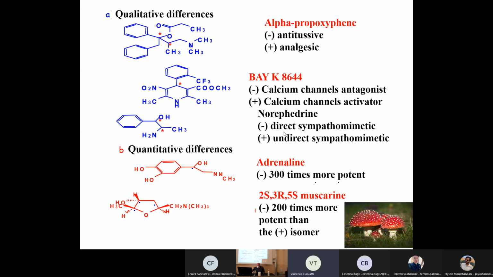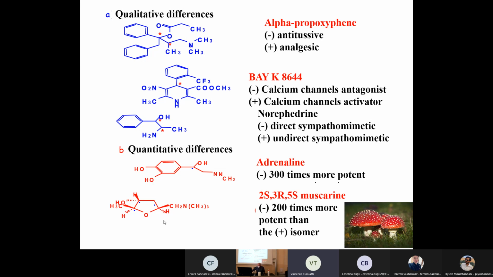Norepinephrine, the minus is a direct sympathomimetic, the plus is an indirect. Okay. Adrenaline, already described. The minus is 300 times more potent than the enantiomer.